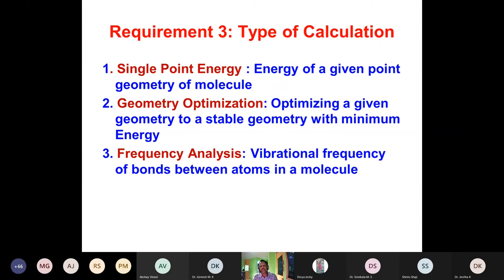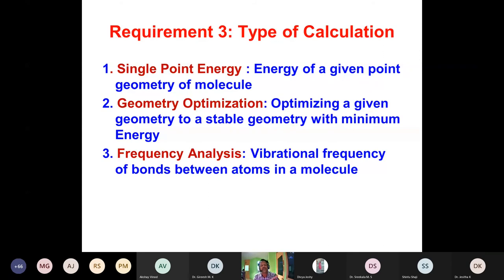We call it a single point energy. That means energy of a point geometry. And another type of calculation is geometry optimization. That means optimizing a given geometry to a stable geometry with the minimum energy. That is optimizing the given geometry to a better geometry. So in between this geometry optimization, a sequence of single point energy calculations are going on.